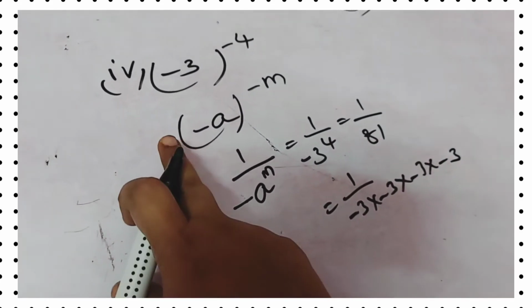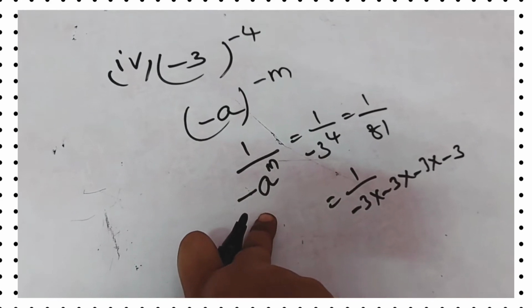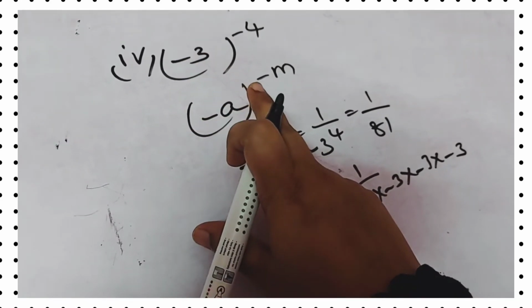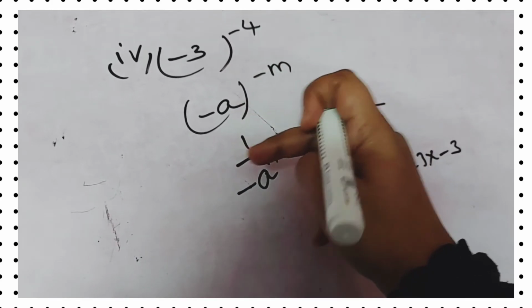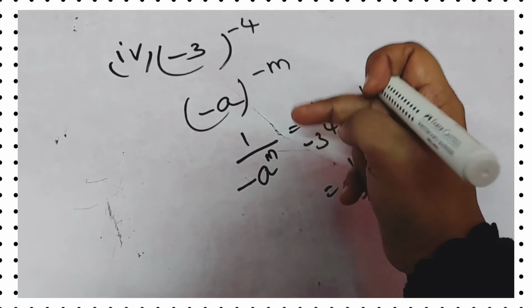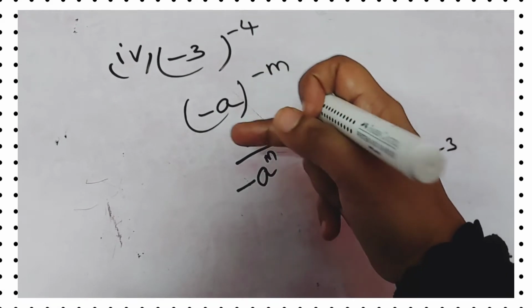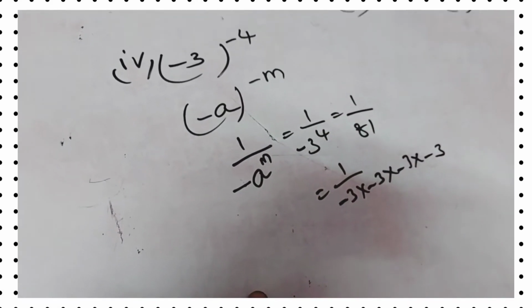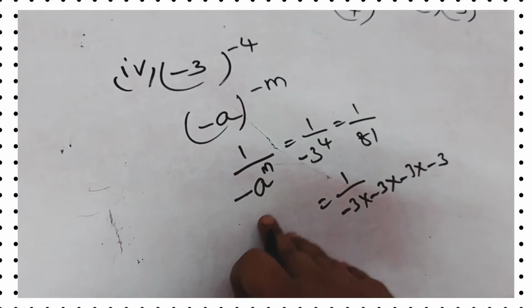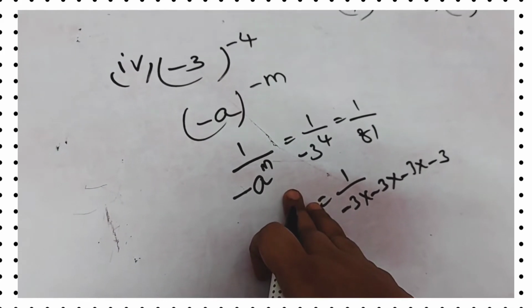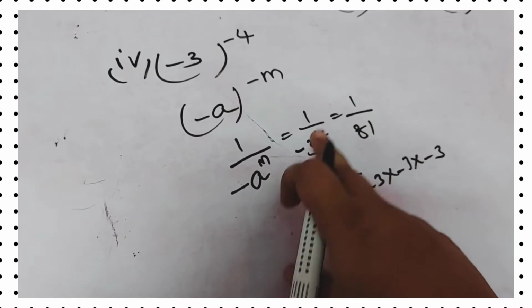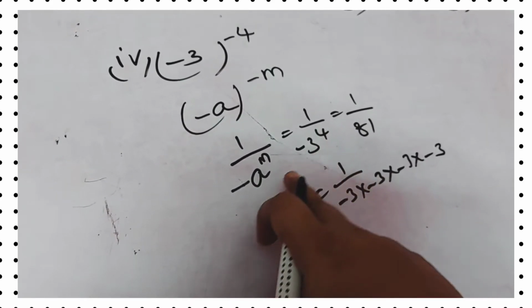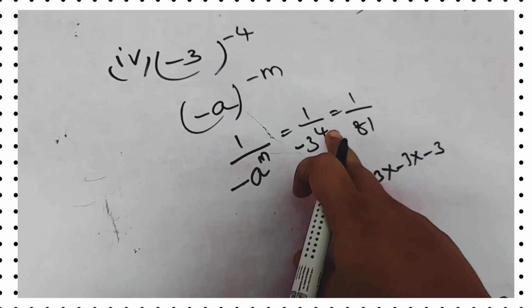Okay, so these you have to take as denominator, and as the exponent is in minus, that's why we are taking here 1 by. So whenever the exponent is minus, you take 1 by. Okay, so 1 by minus a to the power of m. Okay, so it is very simple. Now you can do it, 1 by minus 3 to the power of 4. So what is minus 3 to the power of 4? It is 81.